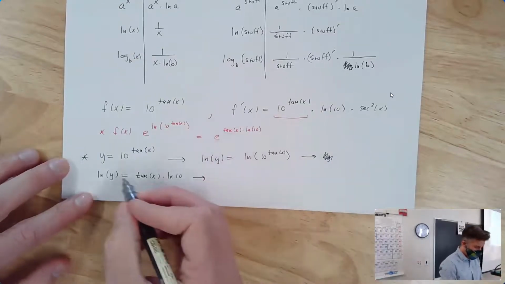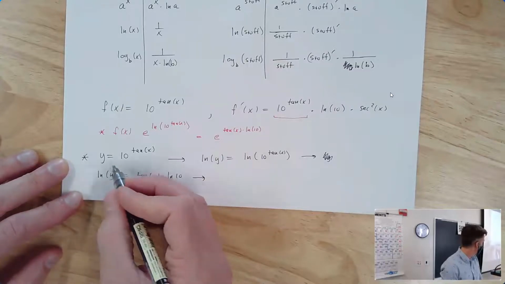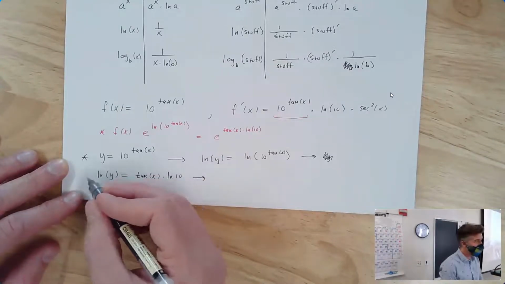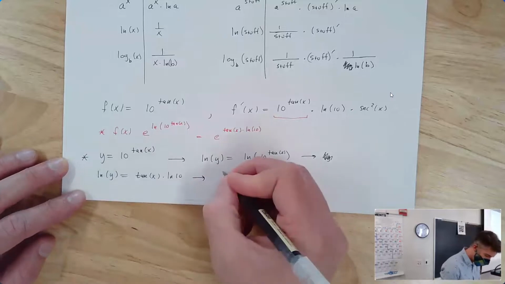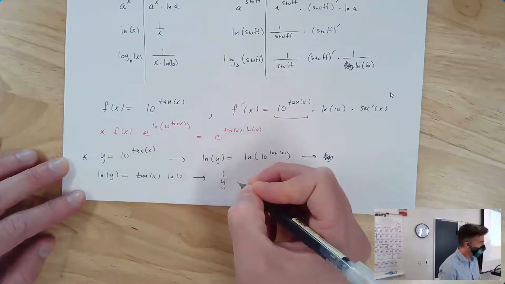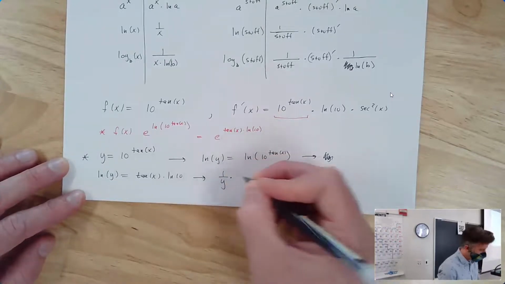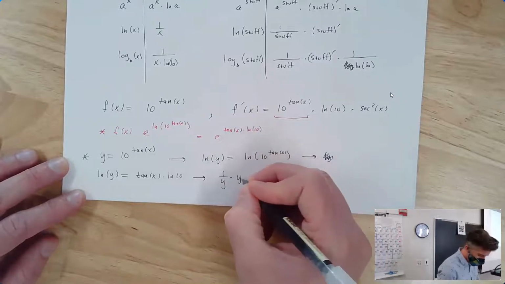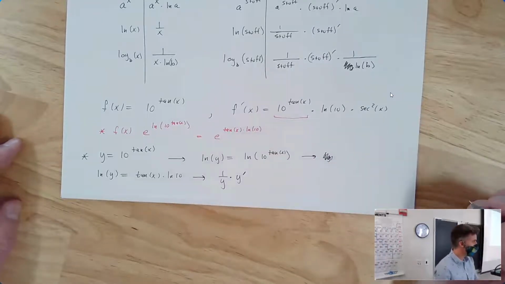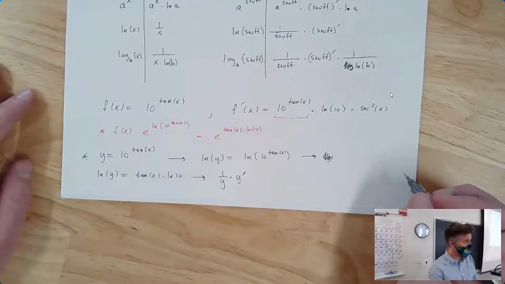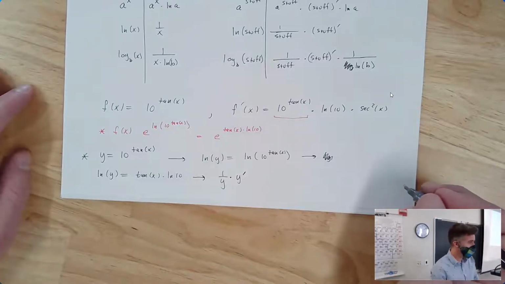So what's the derivative of the natural log of some stuff? 1 over the stuff times the derivative we're actually trying to find, right? y prime is what we're looking for. It better show up if we're trying to find y prime.